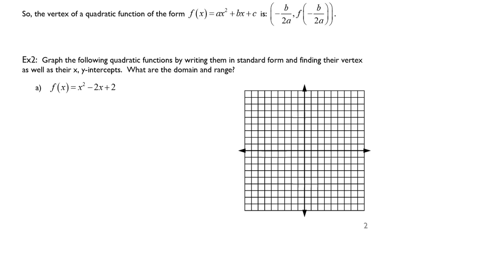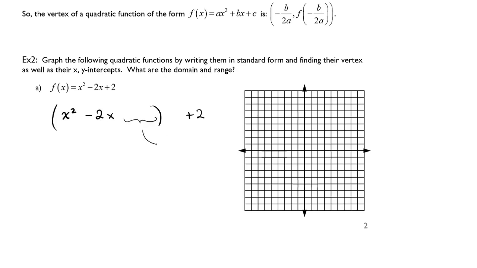If we want to graph the following quadratic function by writing it in standard form and finding the vertex as well, we can also determine the domain and range. And it's actually quite easy once you've put this in standard form. So the first function we have here is f of x equals x squared minus 2x plus 2. Grouping the first two terms gives me x squared minus 2x, plus 2 on the outside.